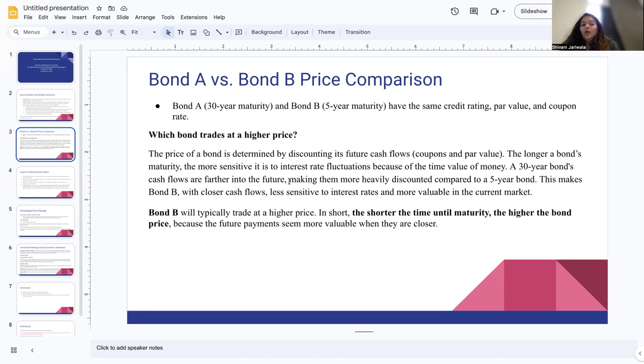Yes, a 30-year bond's cash flows are farther into the future. Let's say I have a bond with 30-year maturity. I'm going to get the bond's principal money, after the discounted cash flow, after 30 years. So it is more heavily discounted compared to the 5-year bond. This makes bond B, with closer cash flow, as in I am going to get this money completely after 5 years, much less exposed to the interest rates in the current market situation.